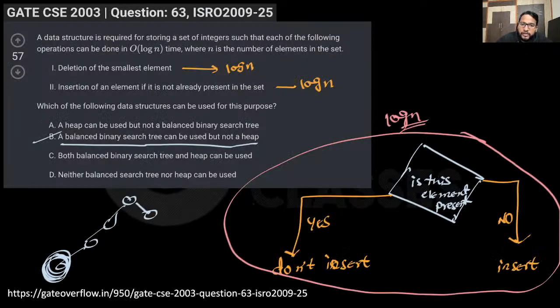Anyway, you can definitely delete this element in log n time in an AVL tree. And similarly, you can find any element in an AVL tree in log n time. So this check can be done in log n time, and then you can insert or not insert based on that. So it can be done in log n time. That's why a balanced binary search tree can be used but not a heap.